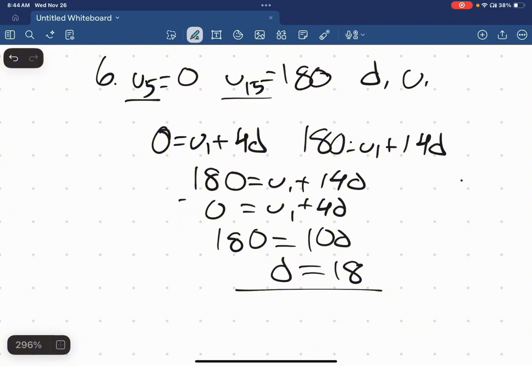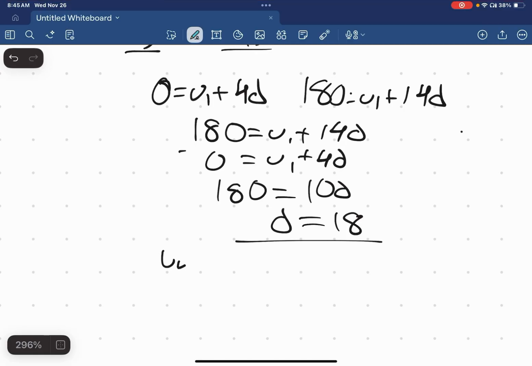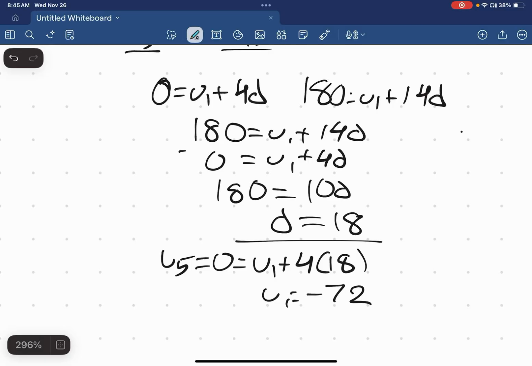And from there, we can find our u1 term easily. We just need to plug d back into one of these equations. Let's do the u5 term. So u5 is equal to 0, which is equal to u1 plus 4d. In this case, our d is 18. And from that, we get u1 is equal to negative 72. That is our answer.